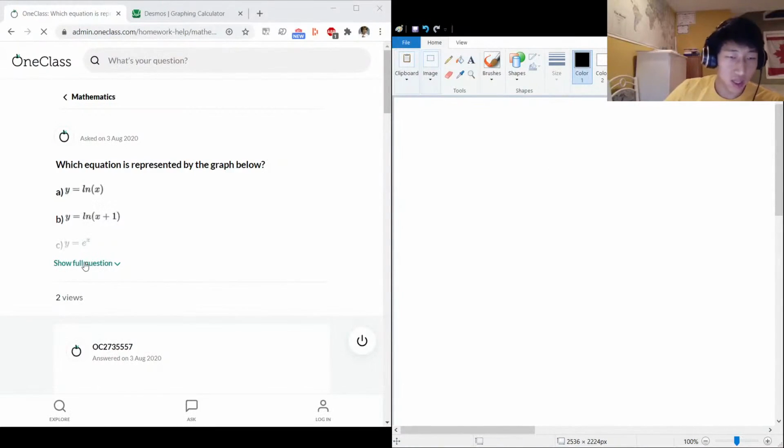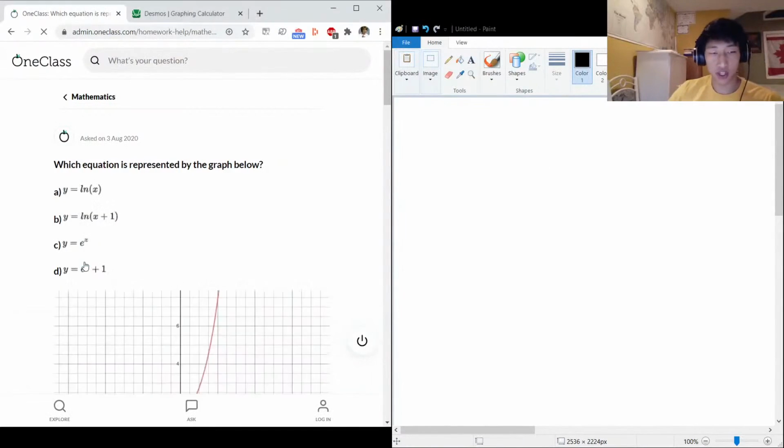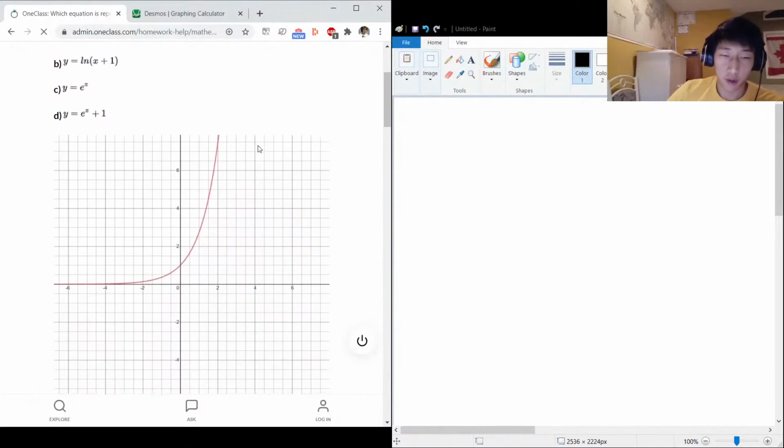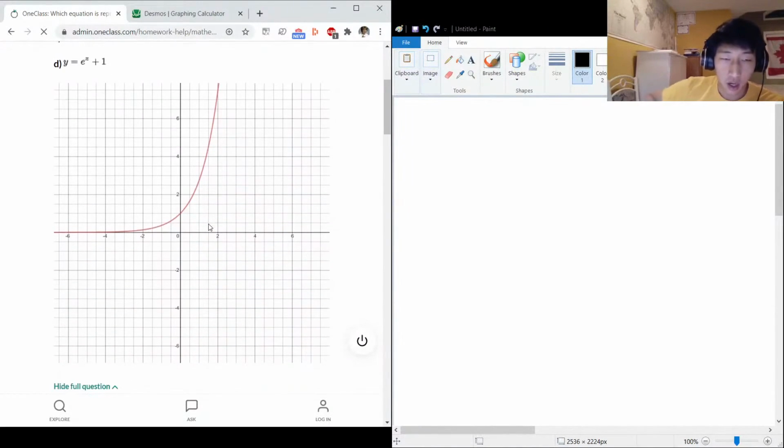And then we can move on to the next question on the menu. So the question asks us, what equation is represented by the graph below? This is the graph below. Let's get at least one point of interest here.